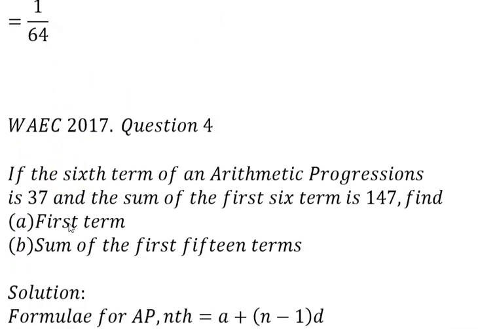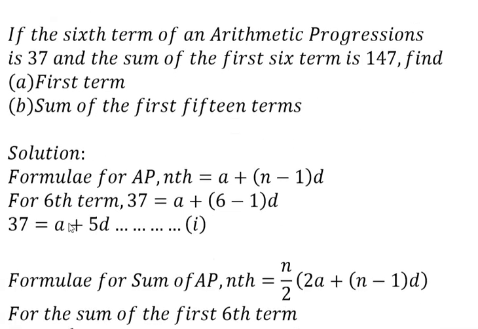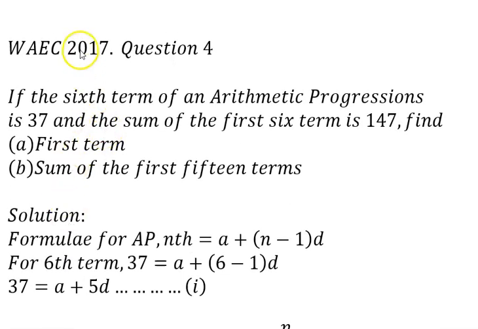Awesome. Let's dive straight to the third question. WAEC question year 2017, question number 4. If the 6th term of an arithmetic progression is 37 and the sum of the first 6 terms is 147, we have to find the first term. We have to find the sum of the first 15 terms. Look at this, a little bit trickish. The 6th term of an AP, arithmetic progression, is 37. The second statement says, and the sum of the first 6 terms is 147.